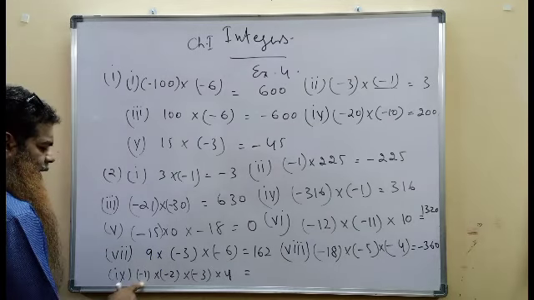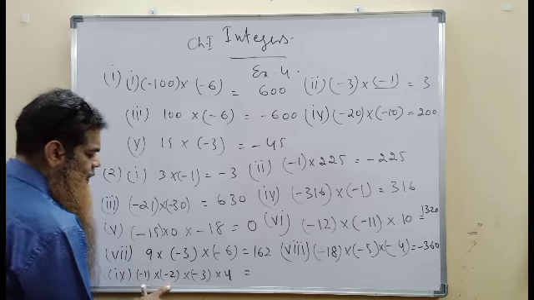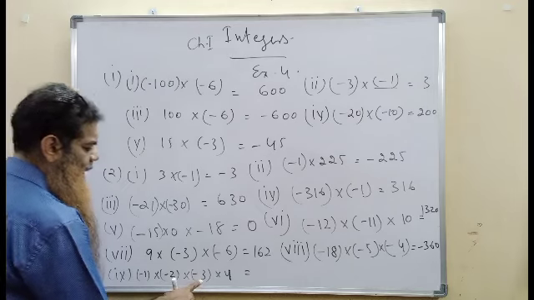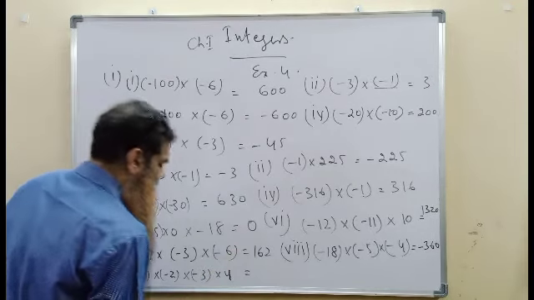Negative integer into negative integer, we get a positive integer. Positive integer into a negative integer, we get another negative integer. And negative integer when multiplied with positive integer, we get a negative integer.